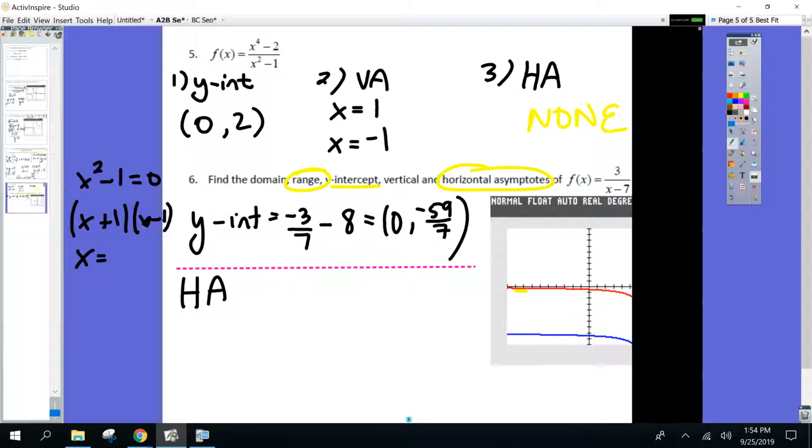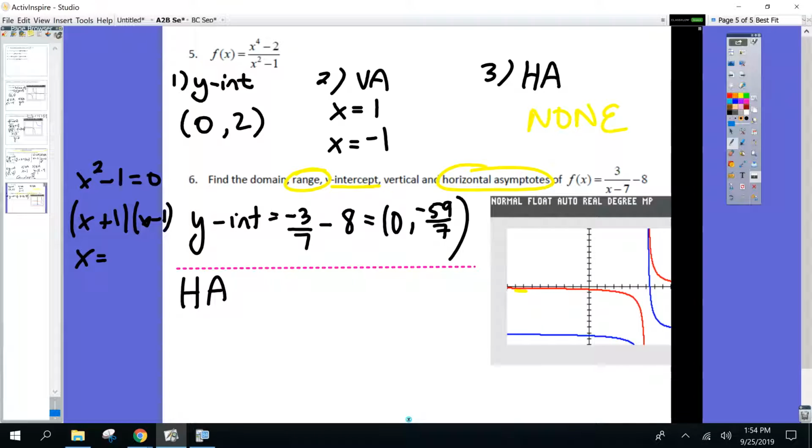I have to look at the degrees now. What's the degree on top? 0. Degree on the bottom? Look at your scenarios. 0 on top, 1 on the bottom. Okay, well, for this one it's y equals 0. But what did I do to it? Moved it down 8. So instead of y equals 0, what's my horizontal one now? y equals negative 8. Stop me here, please. We good there? y equals negative 8. Okay, now we can do the range, now that I know that.